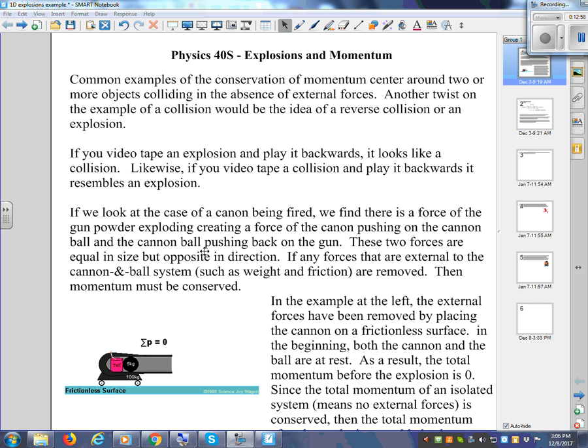Now this symbol right here, see what that says right there? That funny-looking E thing? That is the Greek letter sigma, and in stats it means the sum of.